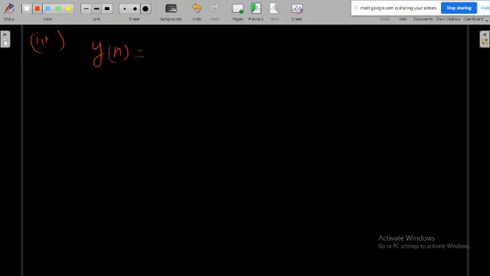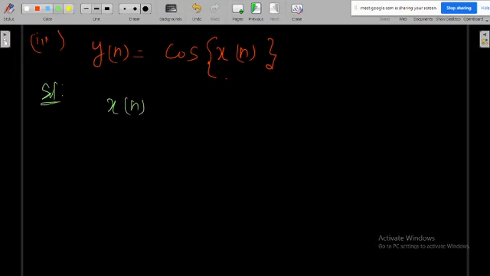y of n is equal to cos of x of n. Now we are in discrete. y of n is equal to cos of x of n. Again, in the beginning, just looking at the system directly, we cannot say whether the system is stable or not. First of all, we have to apply our regular procedure. In later classes, we'll try to tell directly whether the given system is stable or unstable.